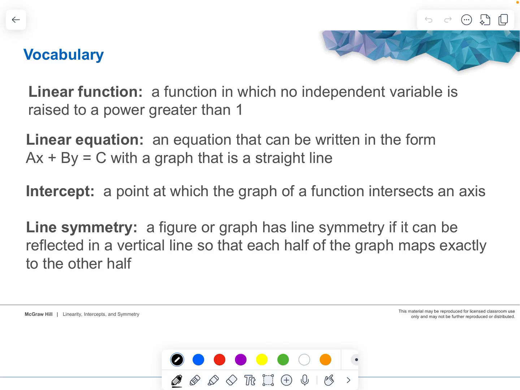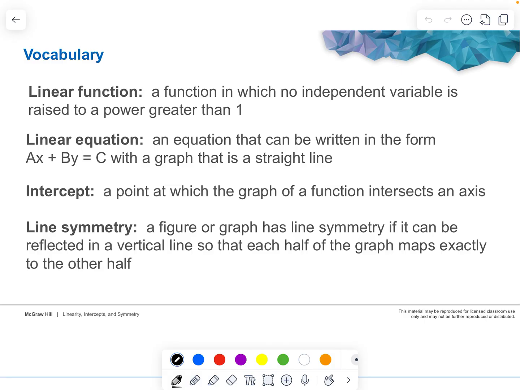Linear function: a function in which no independent variable is raised to a power greater than 1. Linear equation: an equation that can be written in the form ax plus by equals c with a graph that is a straight line. Intercept: a point at which the graph of a function intersects an axis.